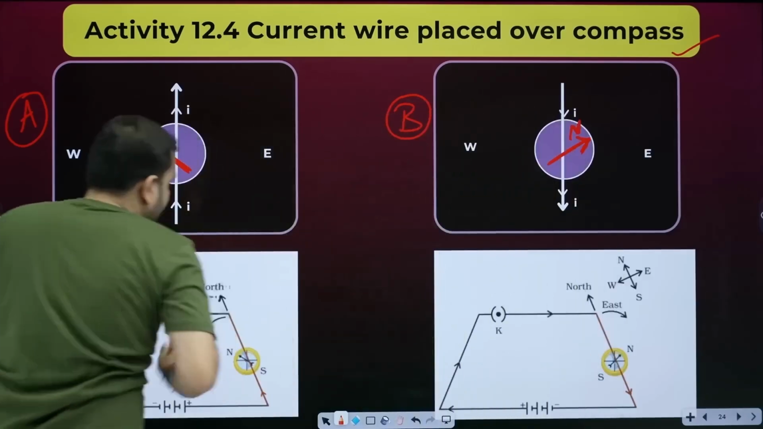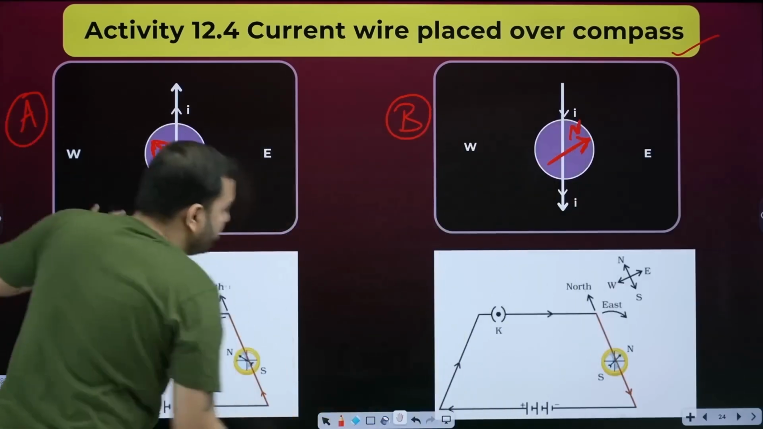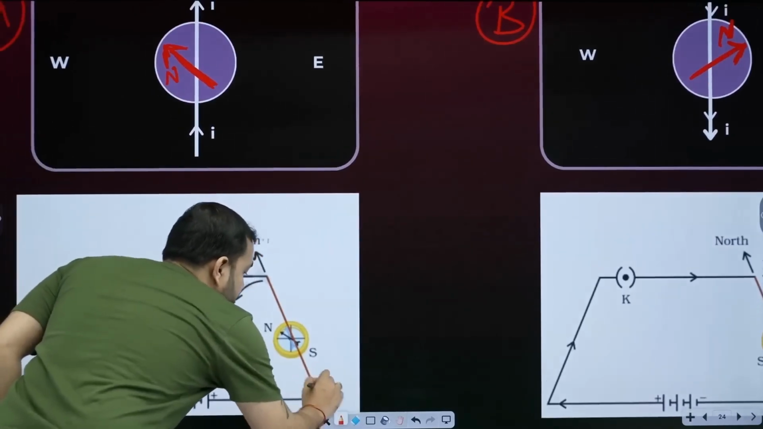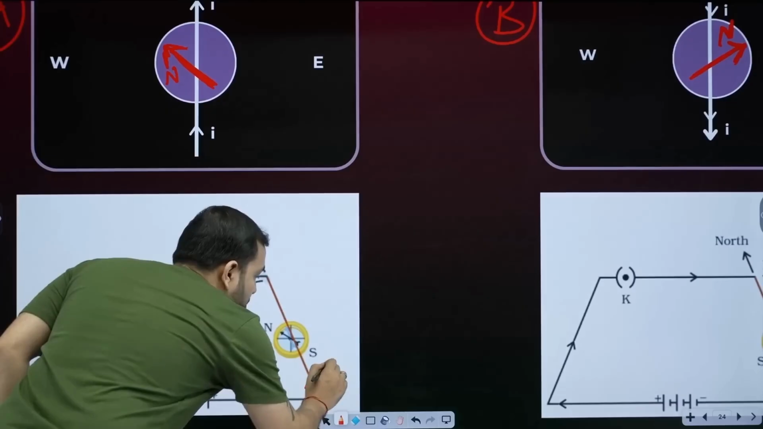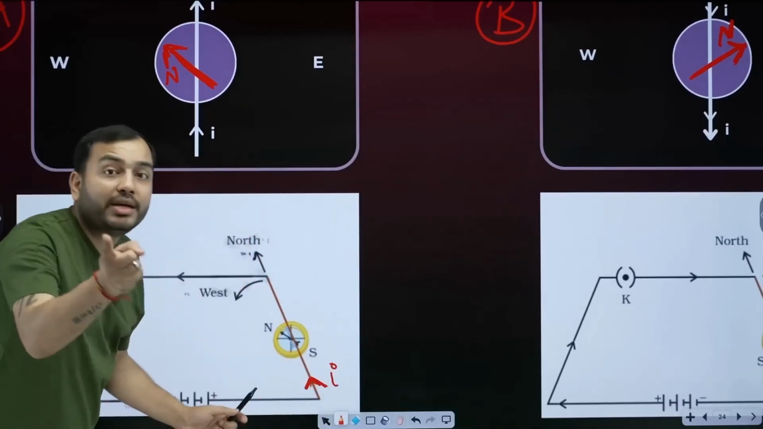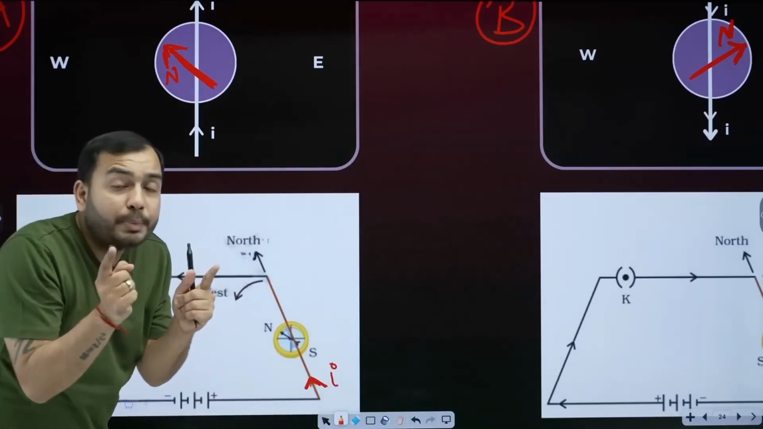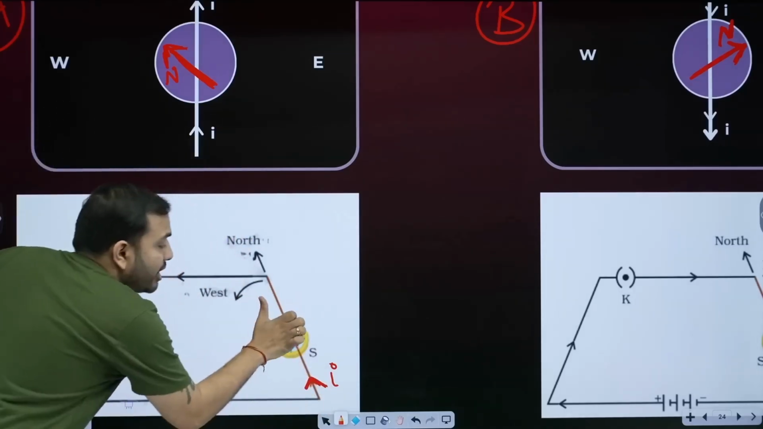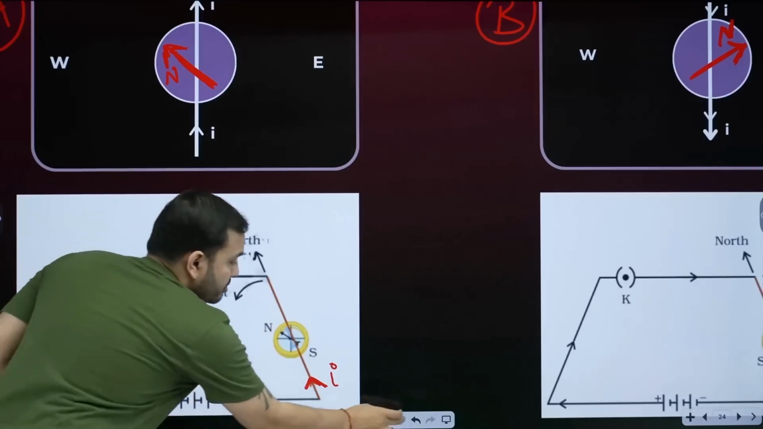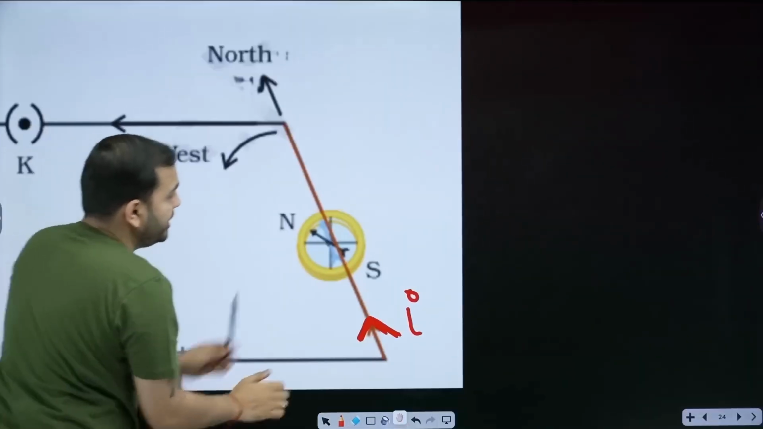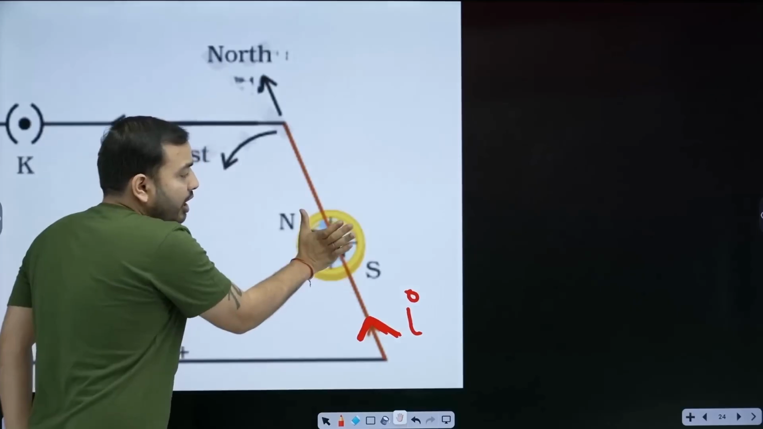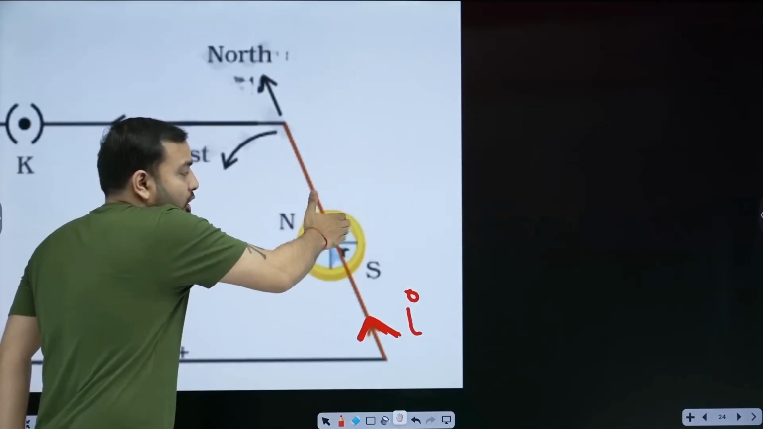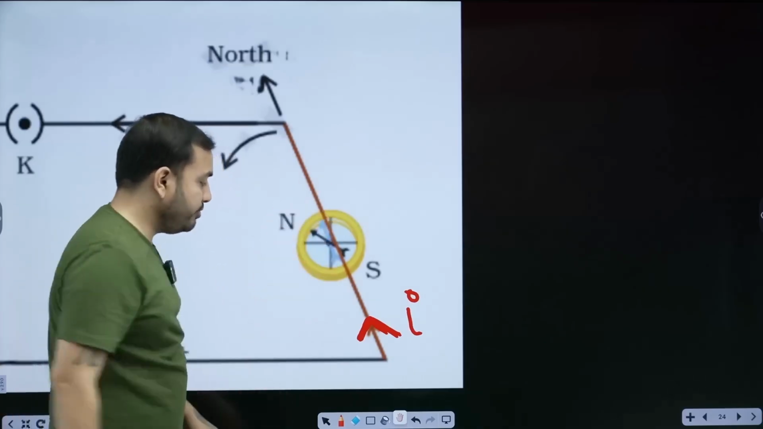This diagram is shown somewhat like this in NCERT. Don't get confused, don't be scared. It is a similar diagram, nothing different. This is the current going, and this is the compass placed. The compass is placed behind the wire. The wire is placed over the compass, above the compass. Keep that in mind. Now the current is going like this, upward like this. Now look, the magnetic field will be downwards. The compass is below it. So the north pole turned this side.